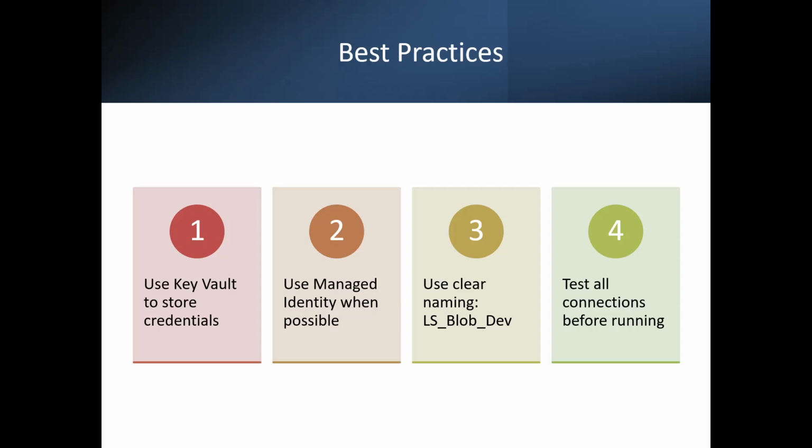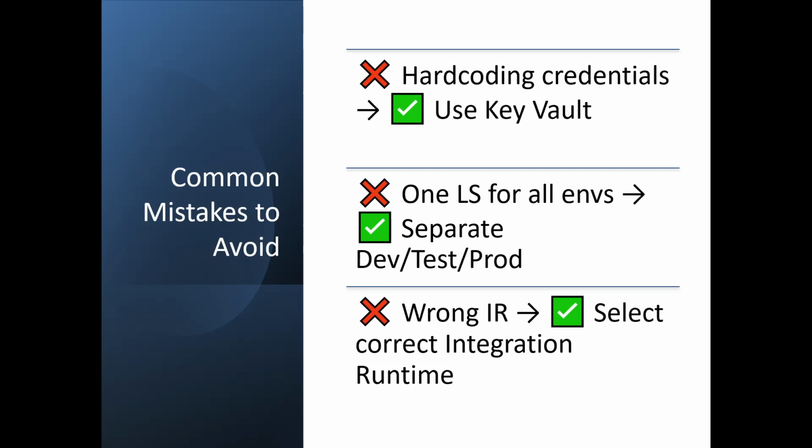So, what are the common mistakes to avoid? Avoid hard coding credentials in the UI. Instead, use Azure Key Vault or a parameterized integration runtime. Avoid using one linked service for all stages; instead, separate them by environment, so put dev, QA, or prod. And avoid forgetting to assign the correct integration runtime. Always choose the correct integration runtime.